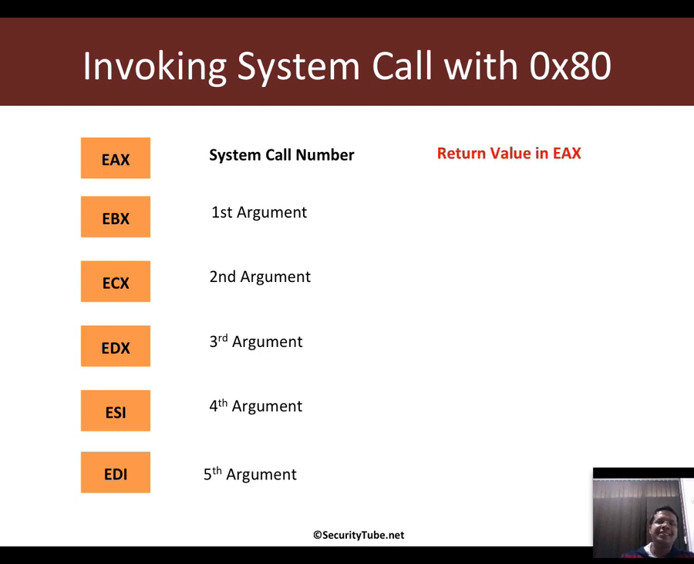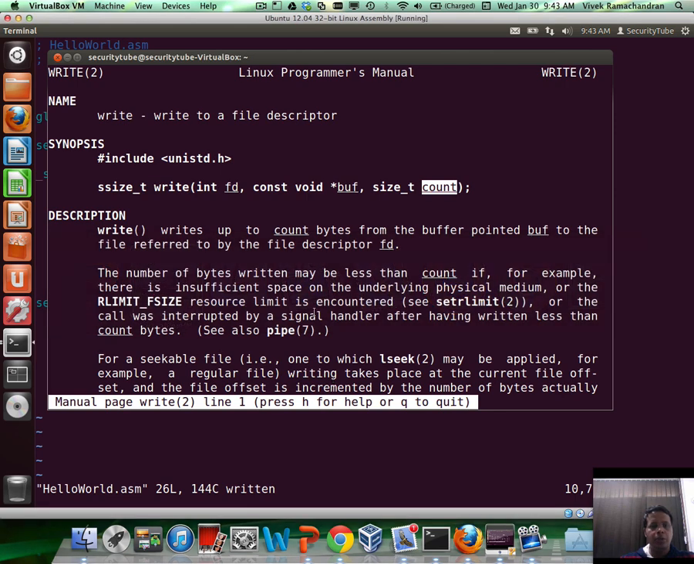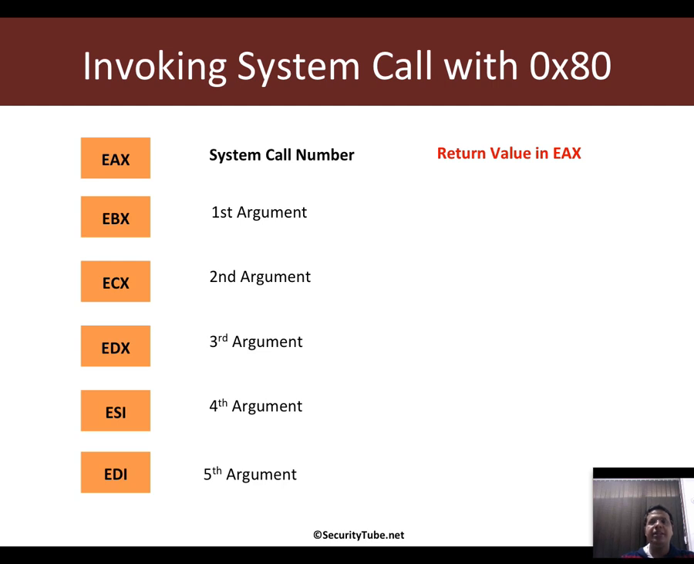Now, once the system call returns, because every system call would typically have some sort of a return value, the return value is pretty much always put inside the EAX register. This is important if you would like to use the return value of the system call further in the program.